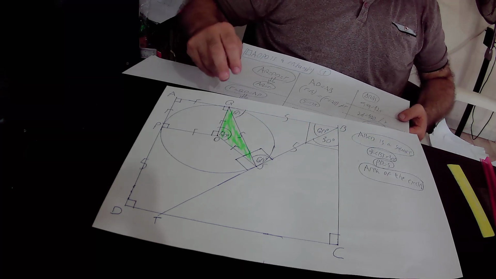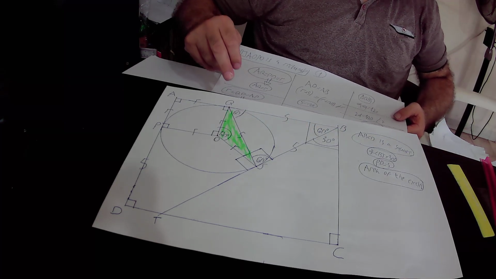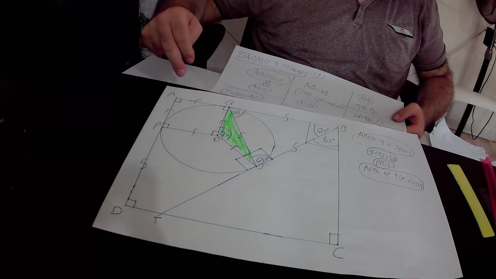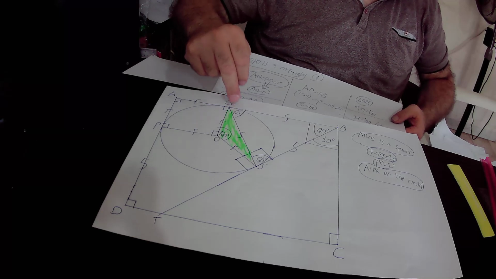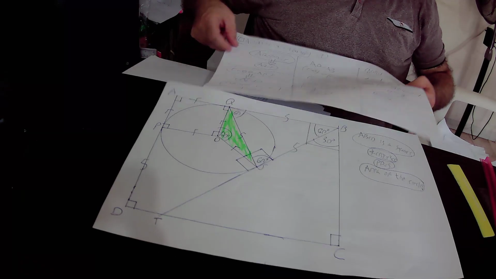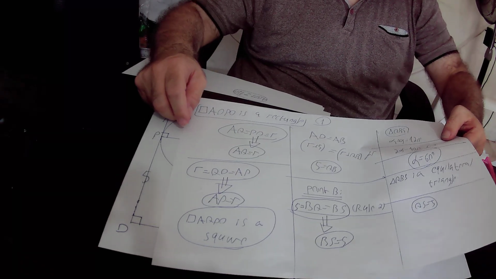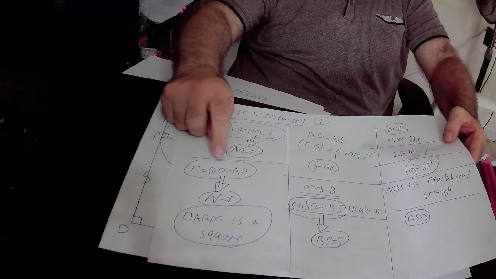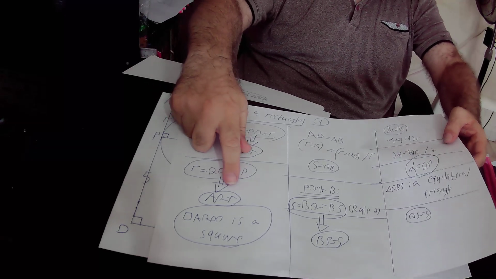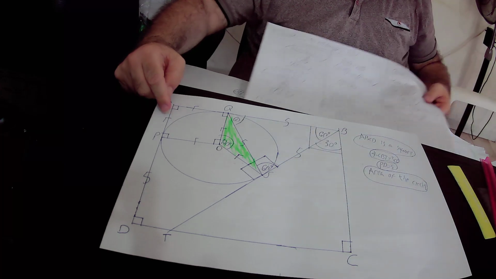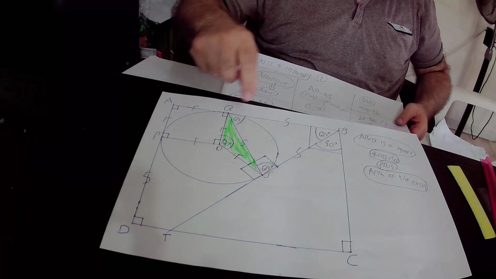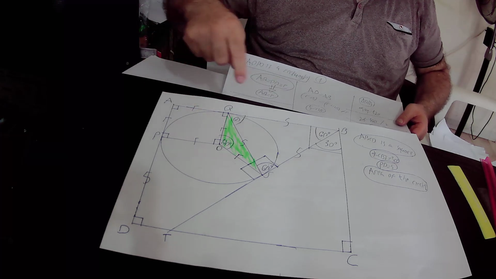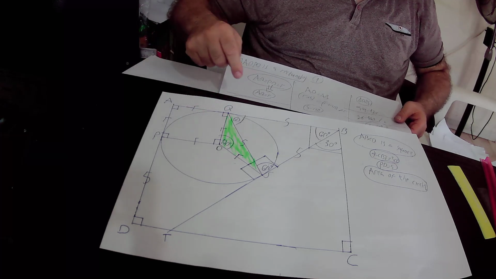Likewise, according to the same rule that the opposite sides of a rectangle are equal to each other, we get that QO equals AP. But we have already found out that QO equals R, and from this equation R equals QO equals AP, we derive that AP also equals R. AP equals R. So we found out that quadrilateral AQPO is not just a rectangle but a square, because all of its sides are equal to each other, they are equal to R.